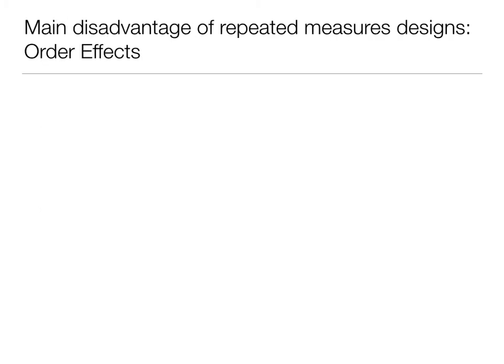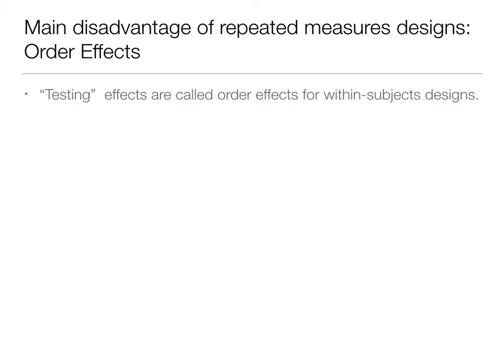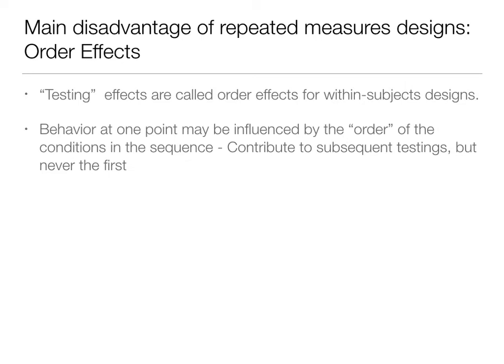Now, everything has got its disadvantages, and the major disadvantage of a repeated measures design is order effects. Again, we've talked about this a little bit already, and these order effects or testing effects are called order effects for within subject design. And so this testing is just by repeatedly testing somebody, we're going to have negative consequences from that. A behavior at one point in time might be influenced by the order of the conditions and contribute to the subsequent testings, but never the first.